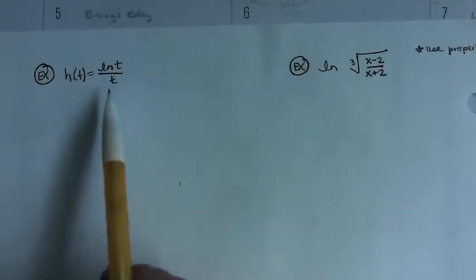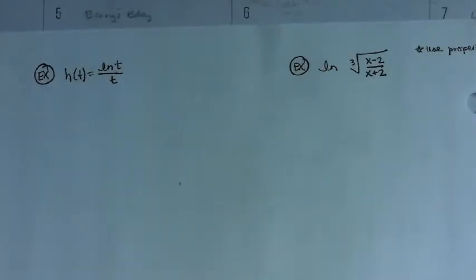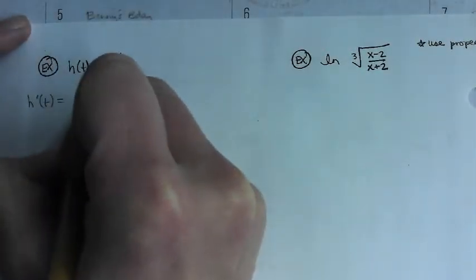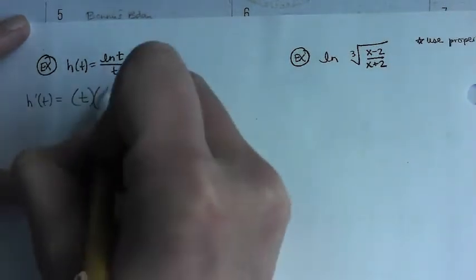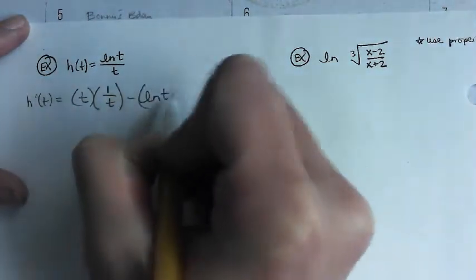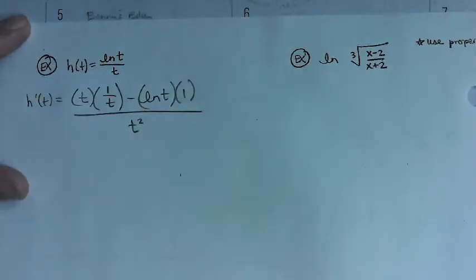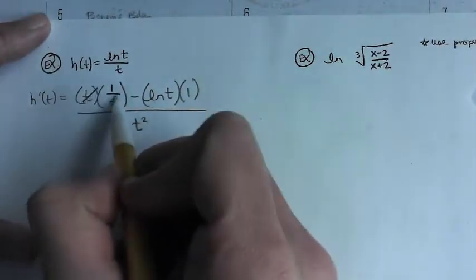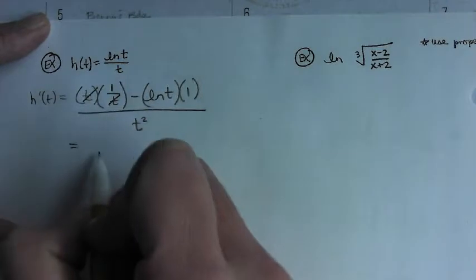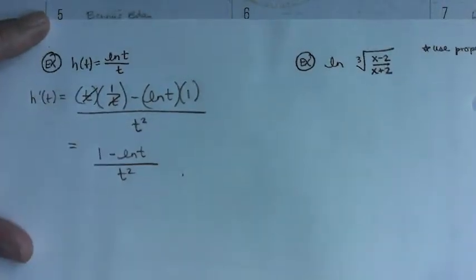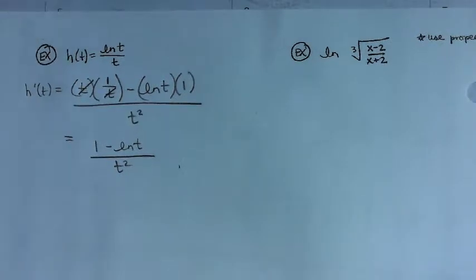So on the back side, I threw a quotient rule at you. So h prime of t is the bottom, t, times the derivative of the top, 1 over t, minus the top, times the derivative of the bottom, all over bottom squared. So this t and t cancel, making it 1 minus the natural log of t over t squared. No chain rule there because it's all just t's.